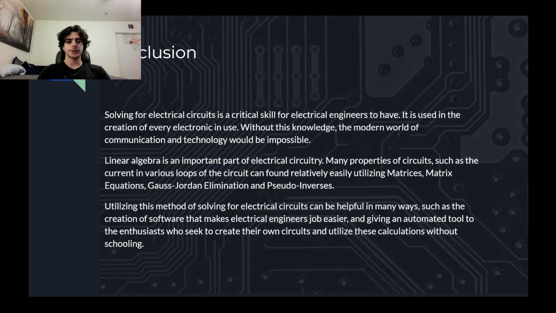In conclusion, solving for electrical circuits is a critical skill for electrical engineers to have. It is used in the creation of every electronic in use. Without this knowledge, the modern world of communication and technology would be impossible.